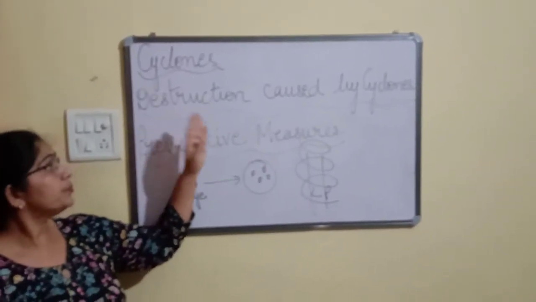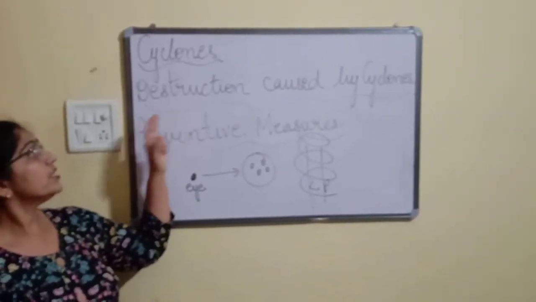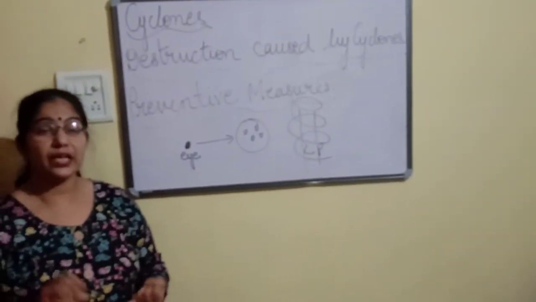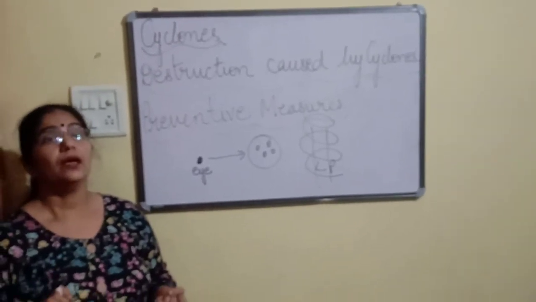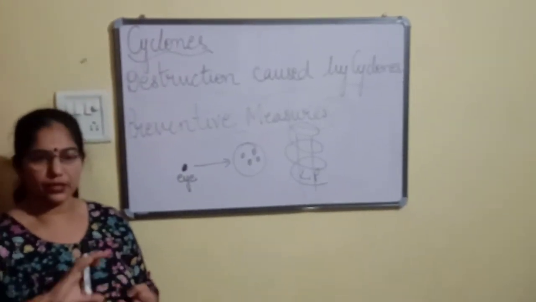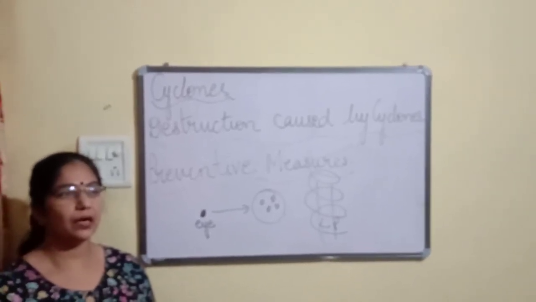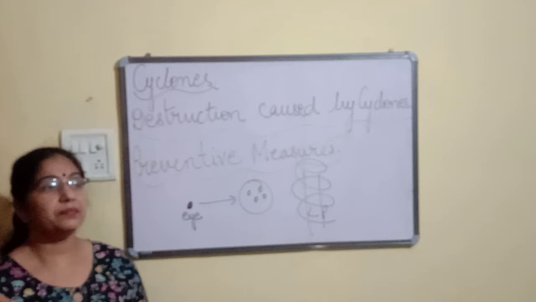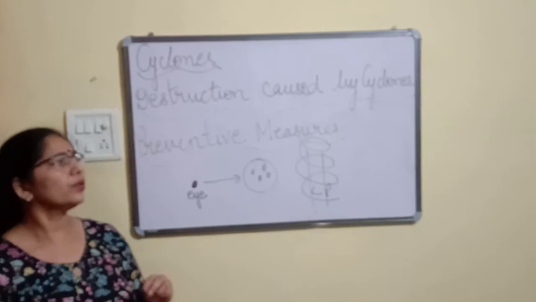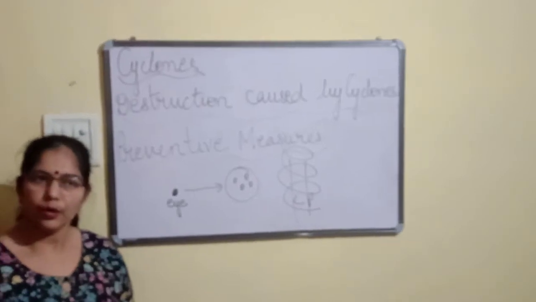I hope, children, what cyclones are and how they are caused is clear to you. Now, what is the destruction caused by cyclones? We all know that the destruction to life and property is too much. It spoils the fertility of the soil. Trees are uprooted, dams and bridges are damaged, railway tracks are damaged, and communication comes to a standstill. In short, there is great loss to human life and property.